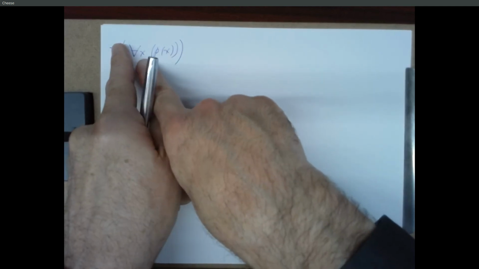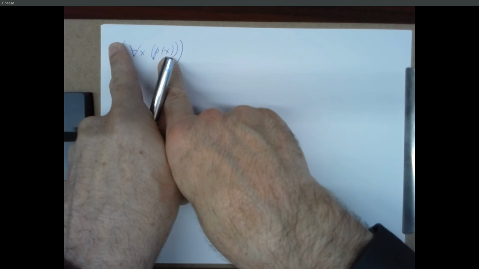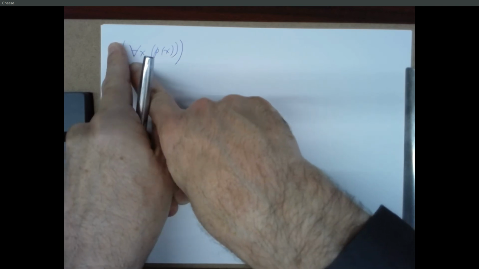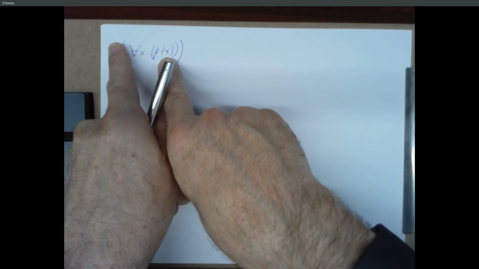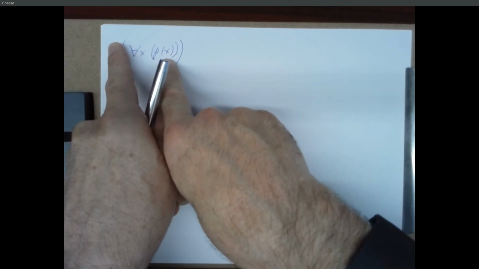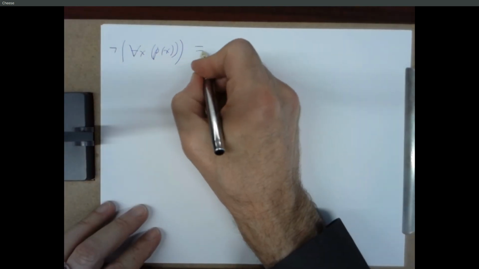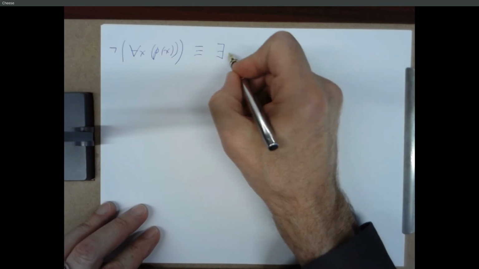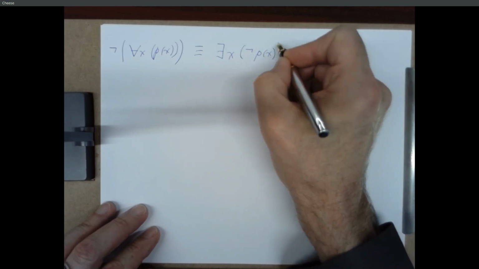Right? For every student in here, you're in class today. Right? For every student in 215, that student is in class today. Well, the opposite of that is there is at least one student who is not in class today. So this is really equivalent to there exists at least one X such that not P of X.